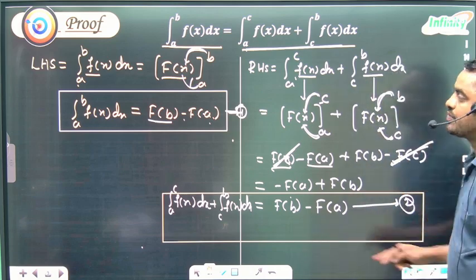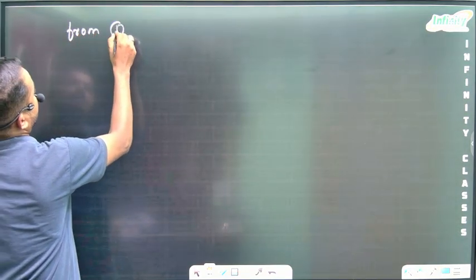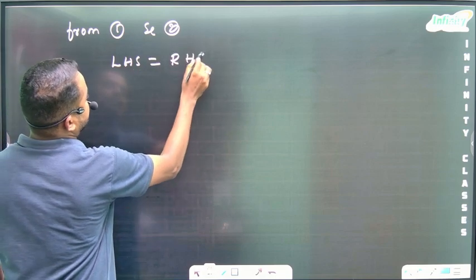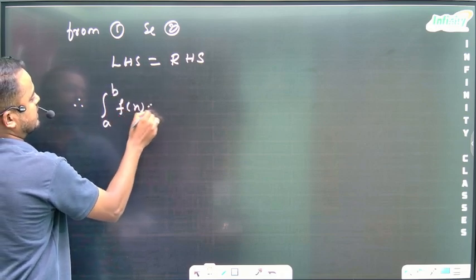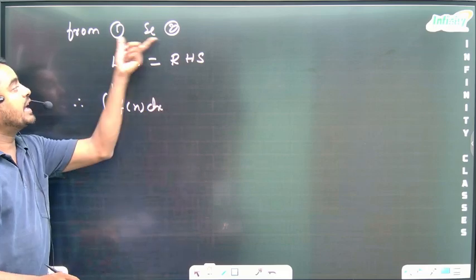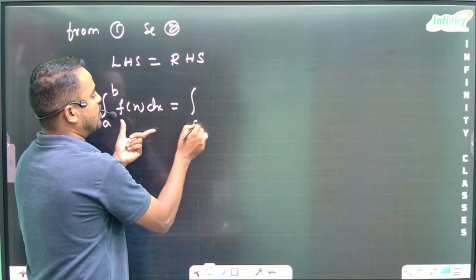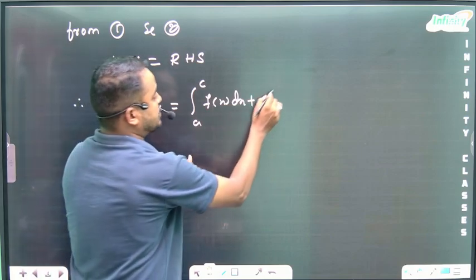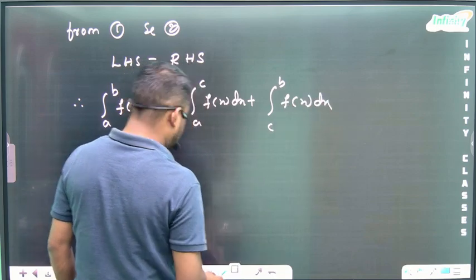Call this as equation 2. From 1 and 2, LHS equal to RHS. Therefore, integration from a to b of f of x dx, from 1 and 2, LHS equal to what? RHS. Integration from a to b of f of x dx is equal to integration from a to c of f of x dx plus integration from c to b of f of x dx. Hence the proof of the theorem.